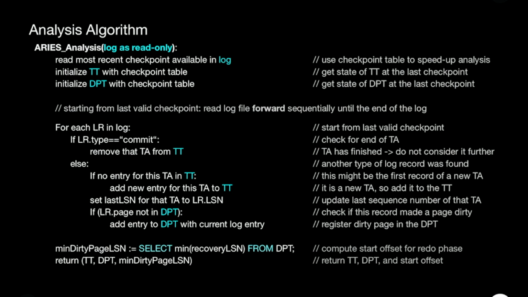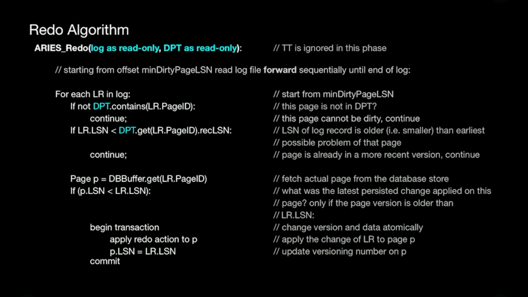And you return these three structures: the TT, the DPT, and the min dirty page LSN. That is what the analysis algorithm is doing. Then comes the second phase, the redo phase, and that depends on the dirty page table, but not on the transaction table. I need the dirty page table, and the min dirty page LSN, which, of course, is in the comment here, so that's also a parameter to the redo phase. So that's a starting point for doing the redo.